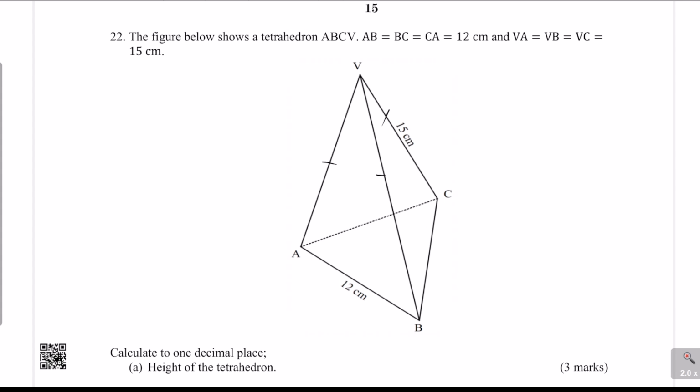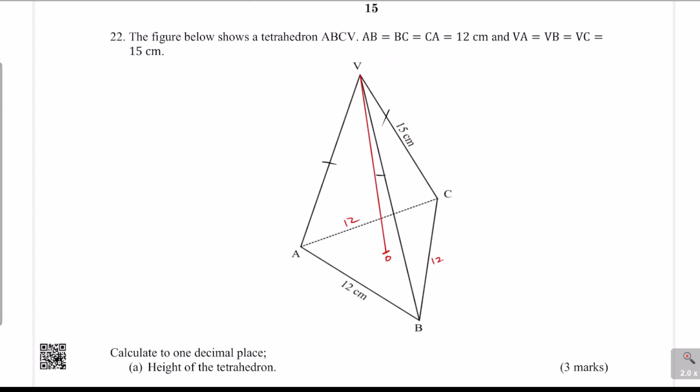So how do you get the height? You get the height by drawing a perpendicular from the vertex V to the midpoint of that base. The base also, AB equals BC equals CA, all these are 12, so the base again is an equilateral triangle, so we can name this point here, the midpoint, to be O.